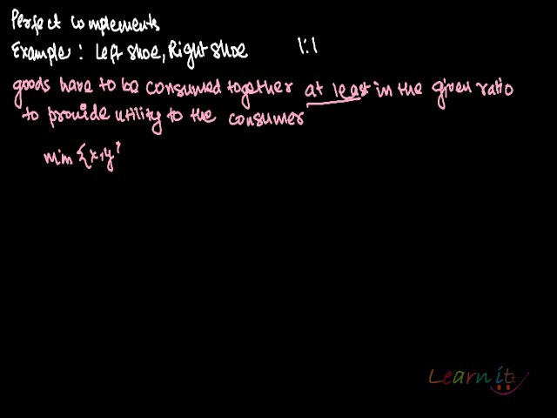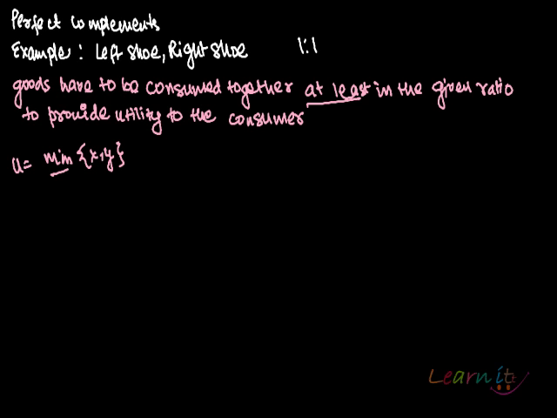So this is the reason we write the utility function in this way. In this case it is min xy, because at least in this ratio it has to be consumed. Note that this is not telling you that whichever is the minimum of x and y, you are picking that up. No. Whenever you have a utility function like u equals min of xy, what it means is that you are consuming these in a given proportion.